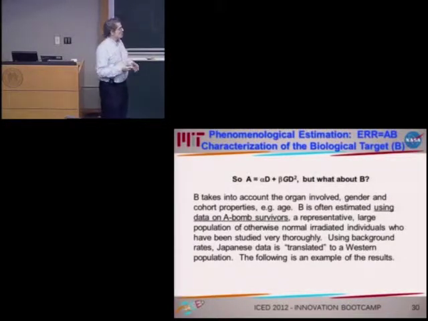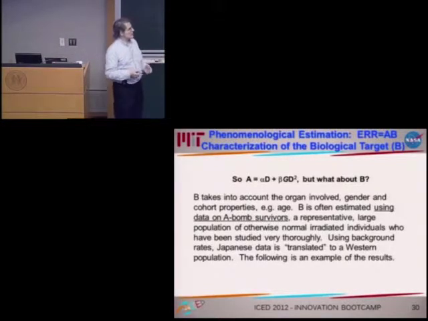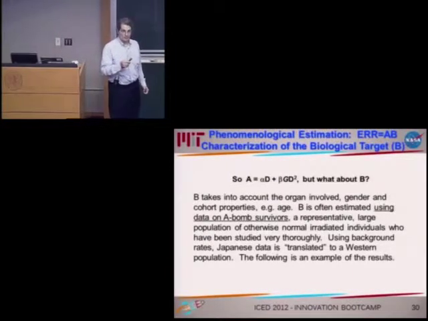So, okay, so then how does this B modifier work? Well, B takes into account the organ involved and other biologically specific contributions, gender, cohort properties.